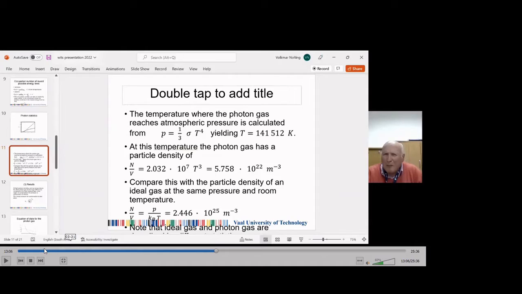Now, the following comparison is also interesting. The temperature where the photon gas reaches atmospheric pressure is calculated from this formula. If we insert atmospheric pressure for P, we obtain a very high temperature of 141,000 Kelvin. At this temperature, the photon gas has a particle density of the order of 10 to the power 22 particles per cubic meter. If we compare this with the particle density of an ideal gas at the same pressure and room temperature, we obtain 10 to the power 25 particles per cubic meter. Again, these differences are due to the different statistics for the photon gas on the one hand and the classical gas on the other.